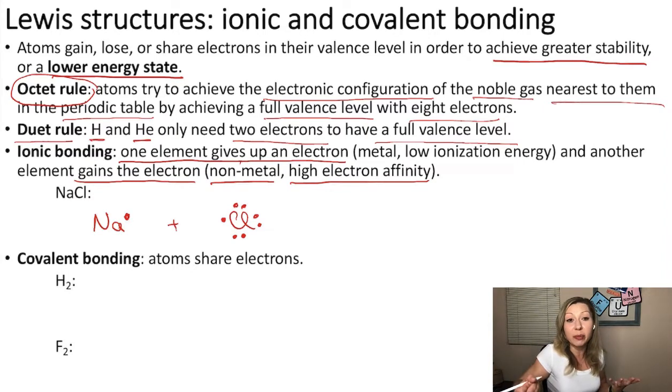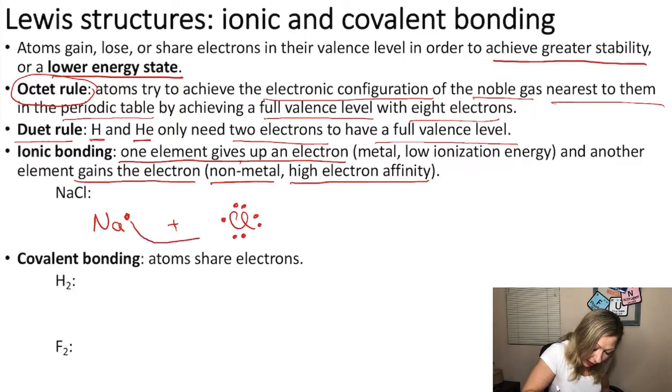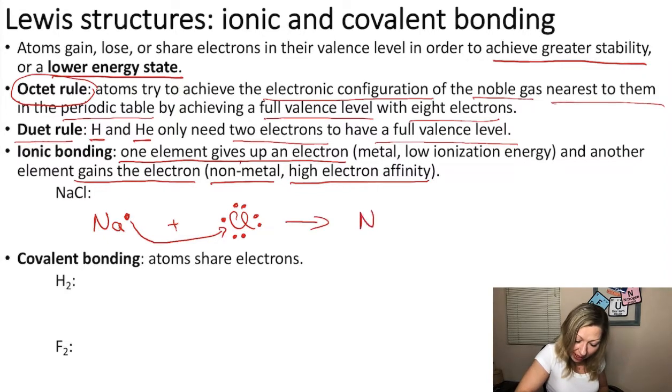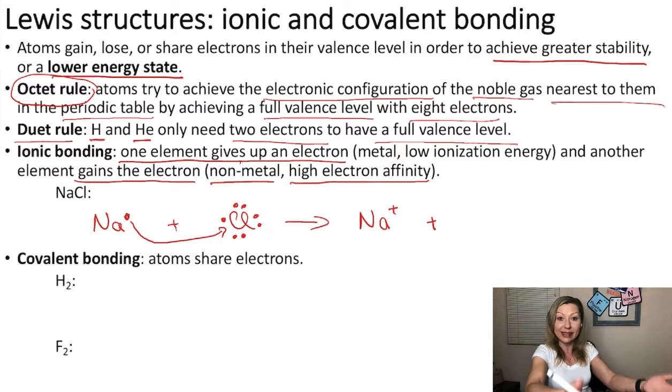And in ionic bonding, what happens is one element will give up its electron. So sodium will give up its electron and it's going to give it to chlorine. So we are going to form an Na+ ion. So there is no more valence electrons. And chlorine turned into a chloride ion by taking that electron from sodium.